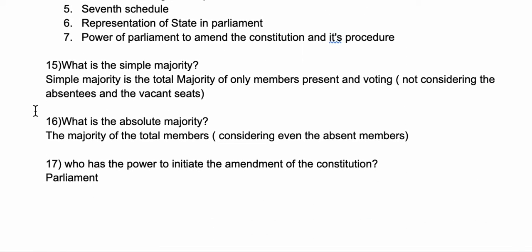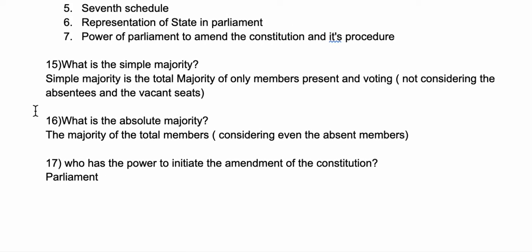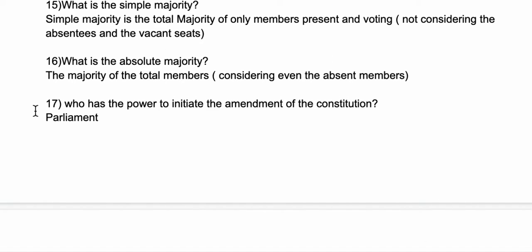Now 15th question, what is simple majority? Simple majority is a total majority of only members present and voting. So in this type of majority, they don't consider the absentees and the vacant seats. So only the present members, and in those present members, if there is a total majority that is more than 50%, then it is called simple majority. 16th question, what is absolute majority? So the majority of total members, considering even the absent members, is called absolute majority.